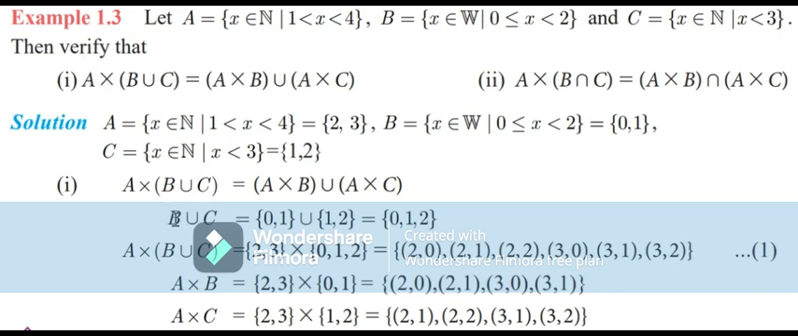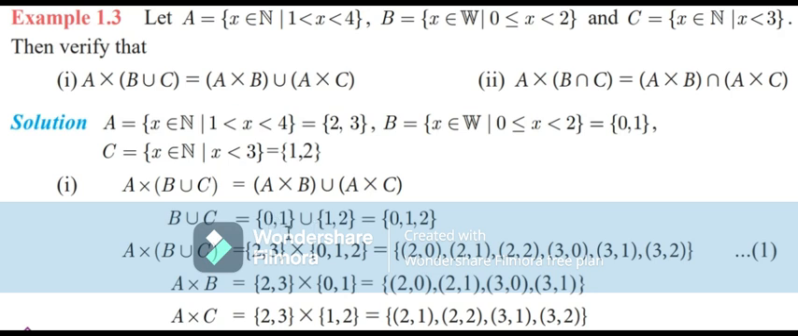So first here they found out B union C. We know A's elements are 2, 3, B's elements are 0, 1, and C's elements are 1, 2, right? So B union C is B, that is 0, 1, and C, 1, 2. You have to write all the elements of B and C, that is what union means. That is 0, 1 union 1, 2. So you write all the elements, 0 1 1 2, but we should not write the repeated elements.